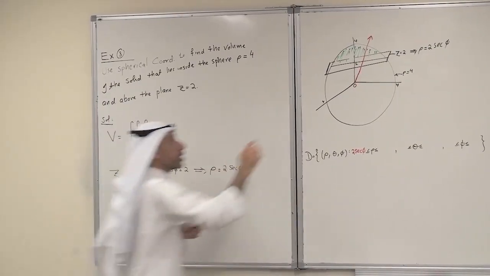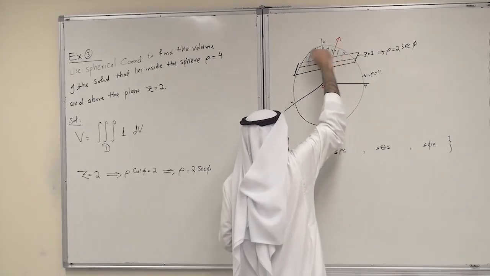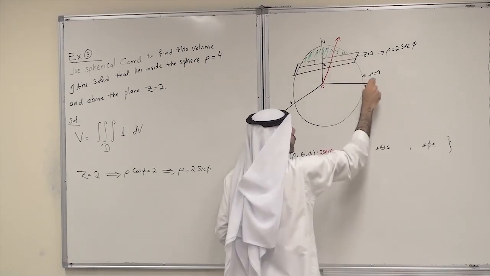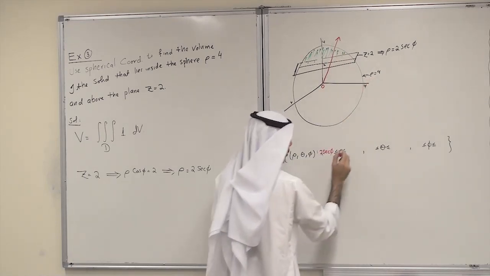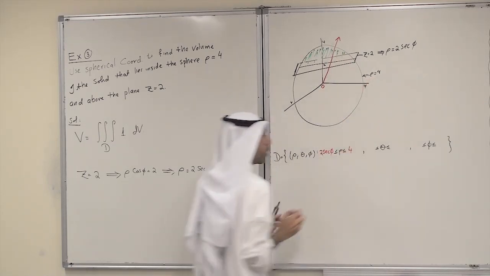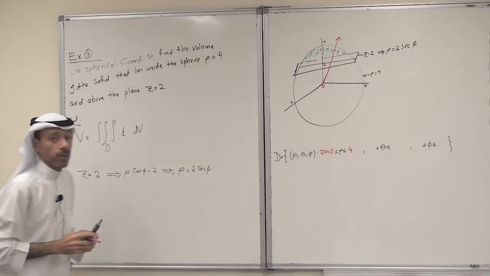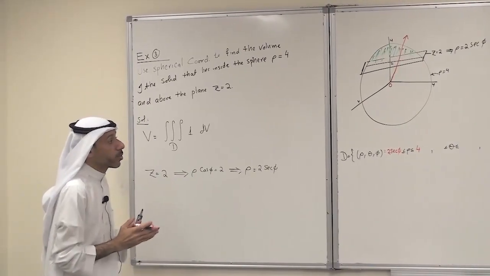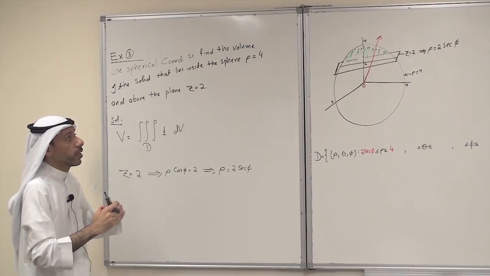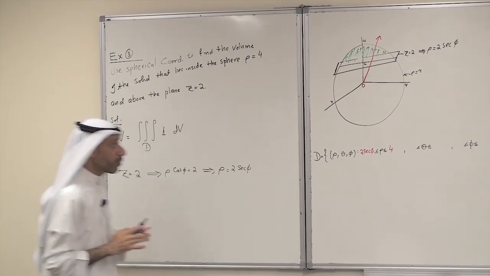And we leave the solid through the sphere, and the equation of the sphere is rho equals 4. So the upper limit is 4. These are the limits of rho: 2 secant phi to 4.